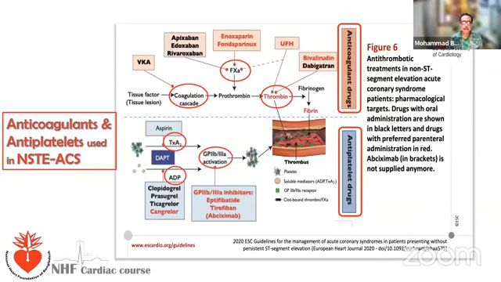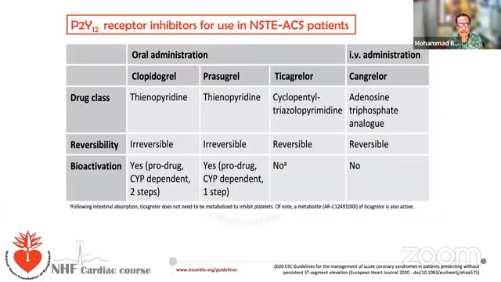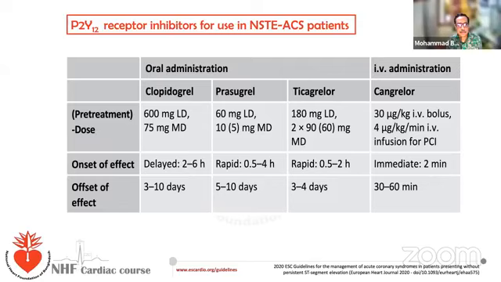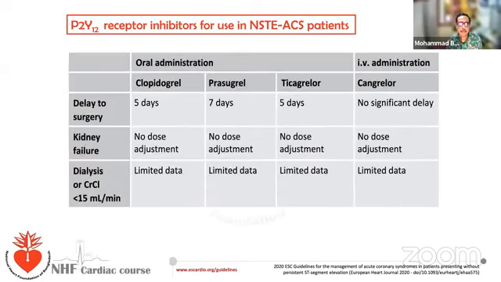Now, just a comparison between the drugs available. Regarding reversibility, we know that ticagrelor is the only drug which is reversible, and regarding bioactivation, ticagrelor doesn't need bioactivation. And regarding onset of action, ticagrelor has the most rapid onset. Regarding delay to surgery, 5 to 7 days is required before surgery. We should stop these drugs 5 to 7 days prior to surgery. Unfortunately, no dose adjustment is needed for any of these drugs in kidney failure.